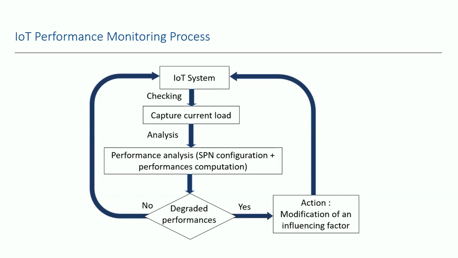Using this SPN model, we can compute critical performance metrics like response time for publication requests from publishers and notification deliveries to subscribers, which brings us to the third and final step. If our SPN analysis indicates that the system's performance has degraded below thresholds, we apply predefined optimization actions. These actions involve modifying one or more of the influencing factors, such as broker memory allocation, network buffering, or quality of service levels.